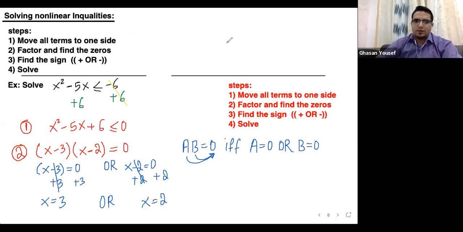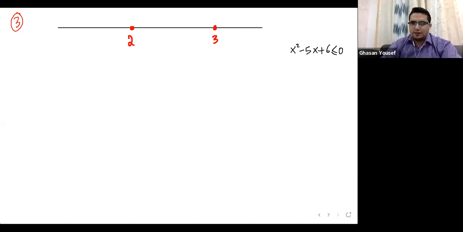Okay. So pick any number greater than 3. What number can I pick greater than 3? 4, 5, 6, exactly. So I'm going to pick the number 4. Plug the 4 inside the inequality without the equal, just plug it inside this. I'm going to hide this part here and plug it inside this equation.